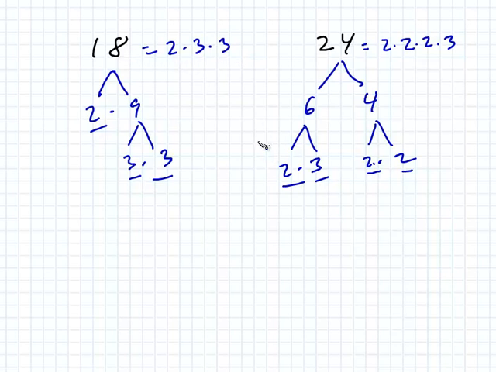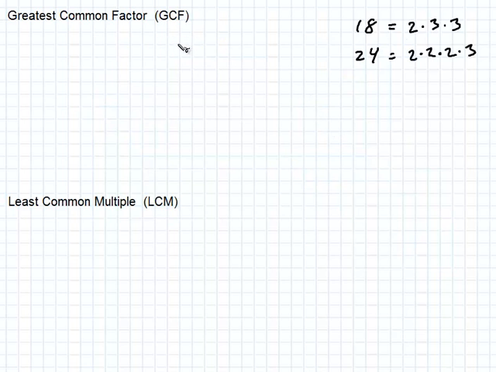Okay, I'd like to apply factoring to a couple of other ideas here. And these are techniques that are used in a lot of different areas in mathematics. And factoring is the key to being able to do these. The first is to find the greatest common factor of two numbers. So if I want to find the greatest common factor of 18 and 24, what I'm looking for is the biggest number that will divide into both 18 and 24.